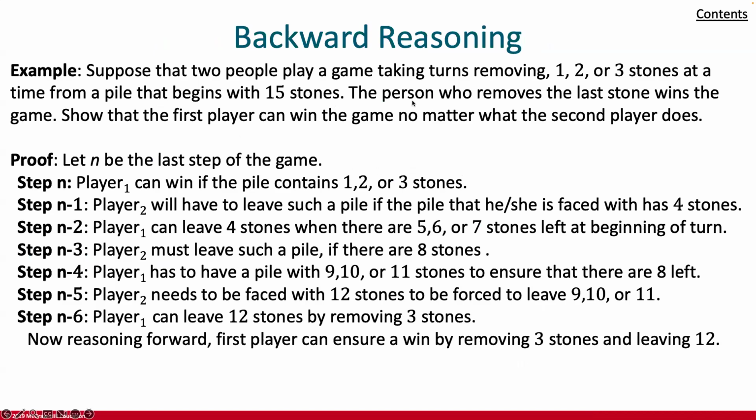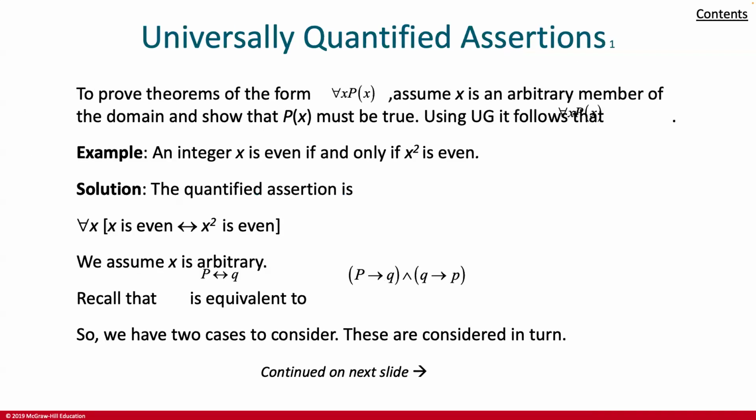Suppose that two people play a game, taking turns removing 1, 2, or 3 stones at a time from a pile that begins with 15 stones. The person who removes the last stone wins the game. Show that the first player can win the game no matter what the second player does. I'm not going to go through this, but you can pause the video and go through these steps. This would be one of the ways that we can use this strategy, backward reasoning, to come up with a way of assessing that.